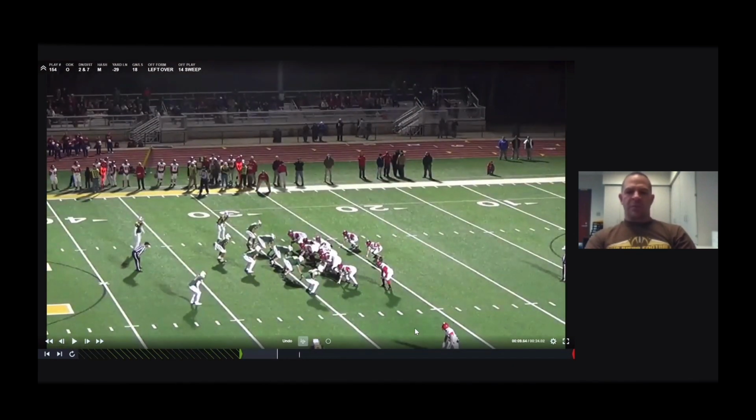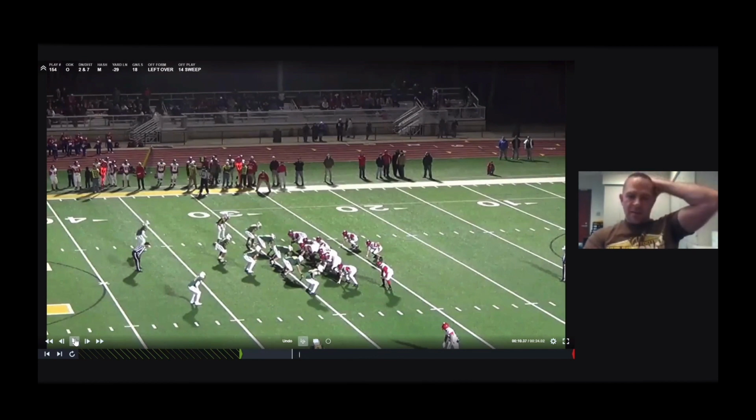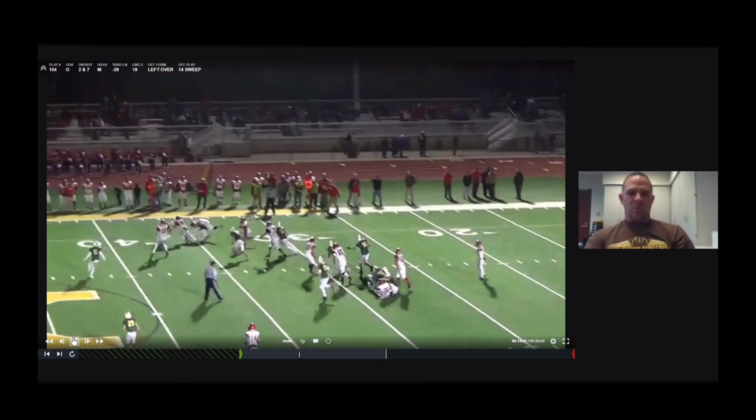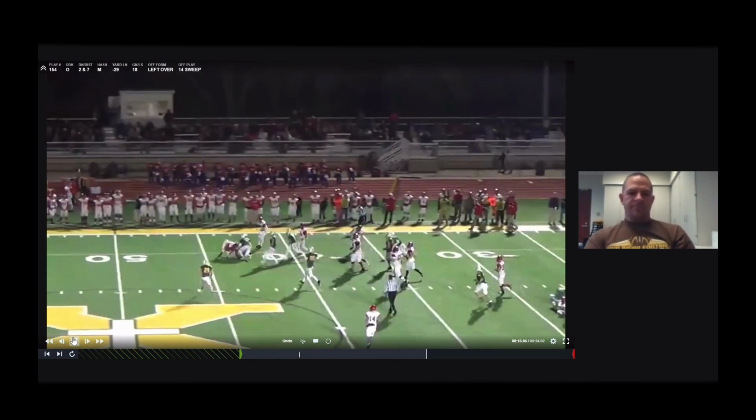So right now we're running left over. We can run buck sweep out here. We could run our fullback trap. We run belly sweep, and obviously we have counter, crisscross and all different stuff. But again, I'm just sticking with belly and belly sweep and buck sweep, just to be consistent with how we can run the same things out of different looks. So there's belly sweep out of end over.